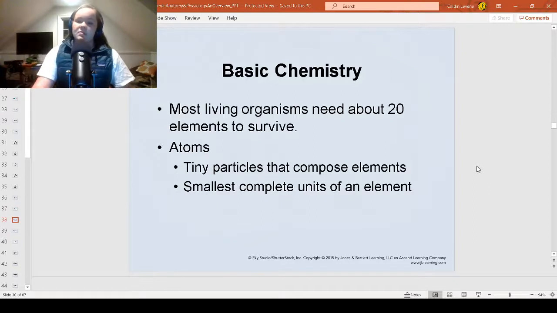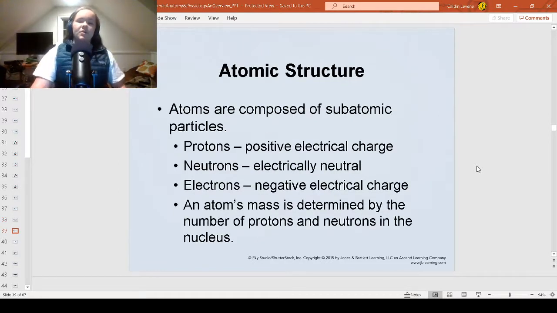Most living organisms need about 20 elements to survive. Atoms are tiny particles that compose elements and are the smallest complete units of an element, and they're basically what make us up. Atoms are composed of subatomic particles: protons, neutrons, and electrons. Protons are positively charged, neutrons are neutral, and electrons have a negative electrical charge. An atom's mass is determined by the number of protons and neutrons in the nucleus.